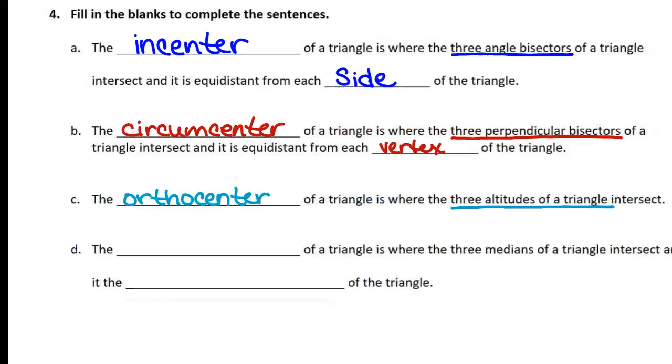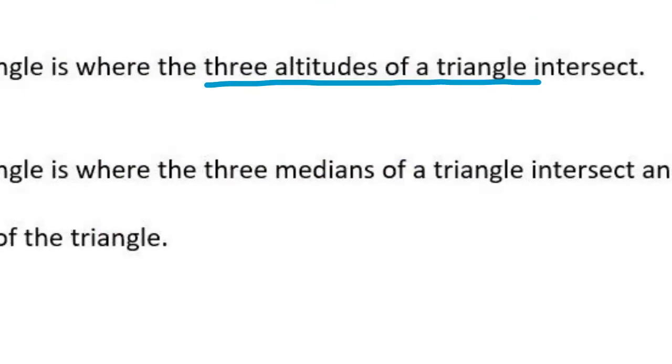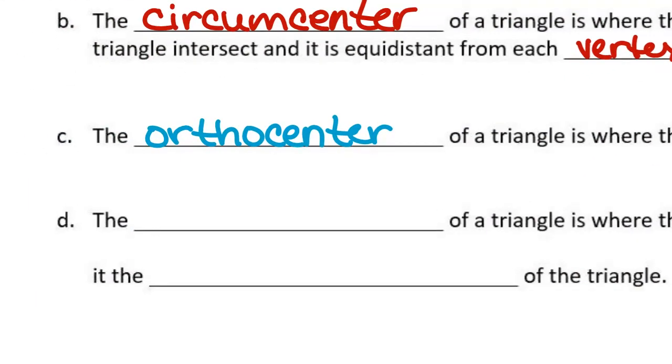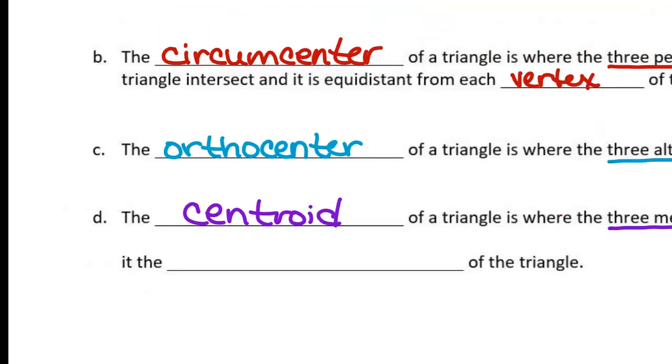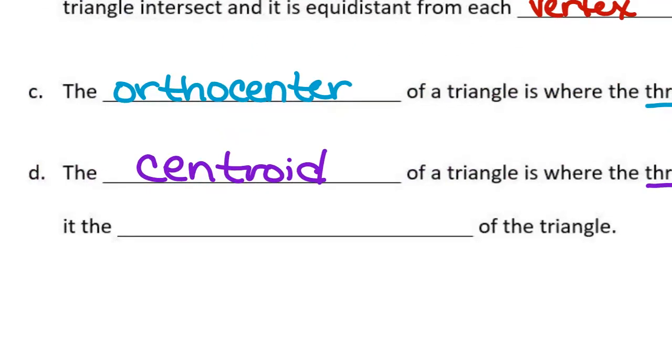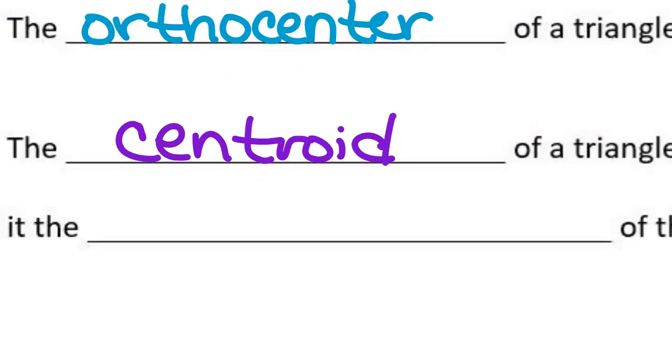And then last part here, the blank of a triangle is where the three medians of a triangle intersect. This one's been mentioned a couple times already. Centroid. This is the centroid. And it is the center of mass of the triangle.